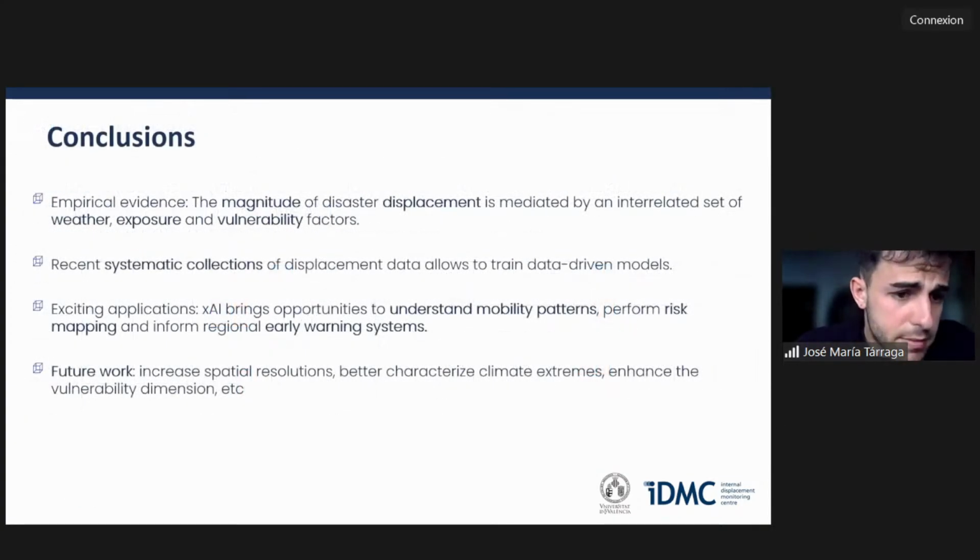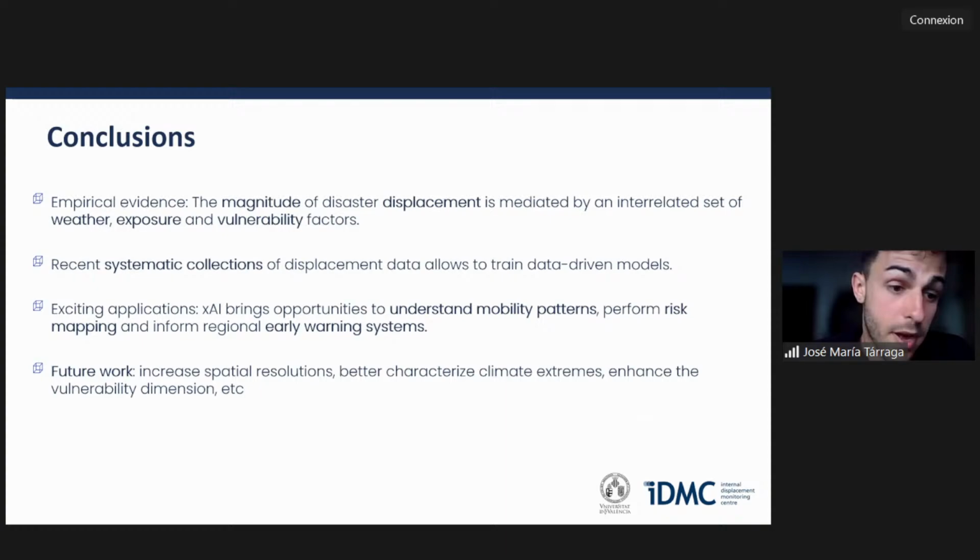So to conclude about this paper, what we did basically was to provide empirical evidence about the different interplays between the factors affecting disaster displacement, and we provided evidence that it was mediated by an interrelated set of factors, right? We provided evidence on these weather, exposure, and vulnerability factors, which all popped up in the Shapley values analysis. And we were also able to map this differential vulnerability concept that was appearing in literature and visualize it, which is, I think, a pretty nice contribution.